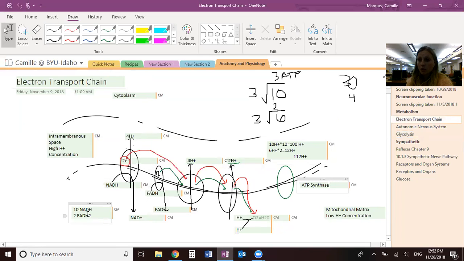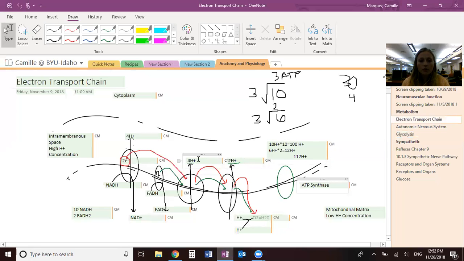FADH is going to do something similar, except he's going to start at protein complex 2. Protein complex 2 is a peripheral protein, meaning it doesn't go all the way through the membrane, so it doesn't have the capability of pumping hydrogen through. So no hydrogens go through it. So FADH will come, drop his electrons off at complex 2 and become FAD. We then throw those electrons. So 2 electrons go to protein complex 3, which will pump 4 hydrogens across. We then throw those electrons to complex 4, which will pump 2 hydrogens across. And lastly, we throw it to oxygen to make water.